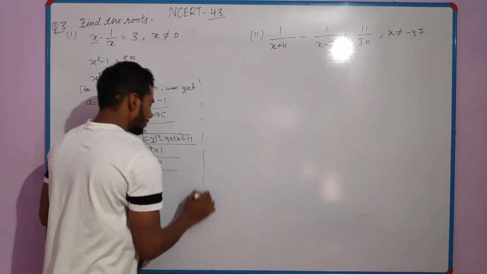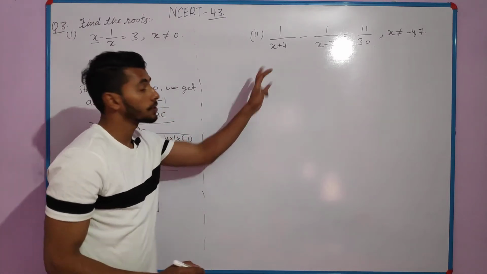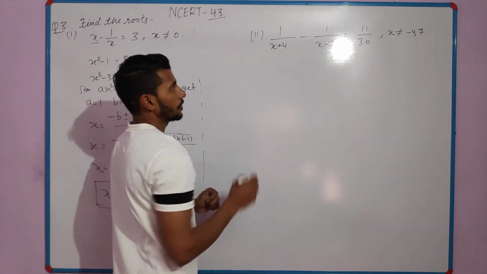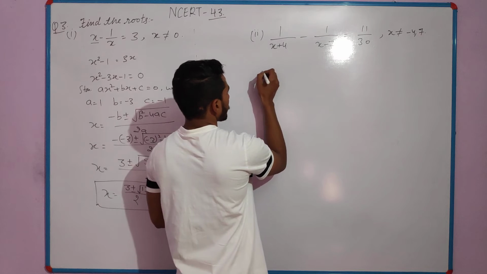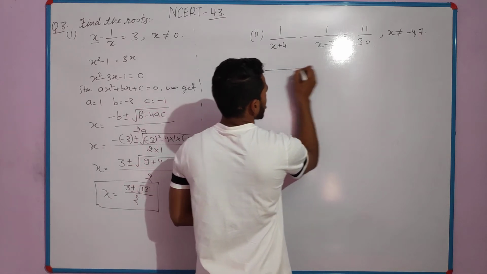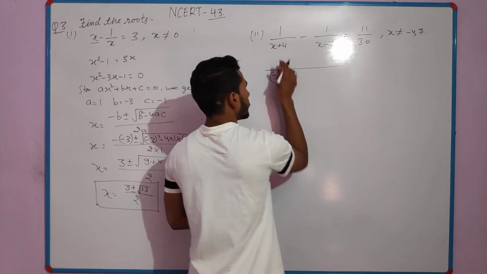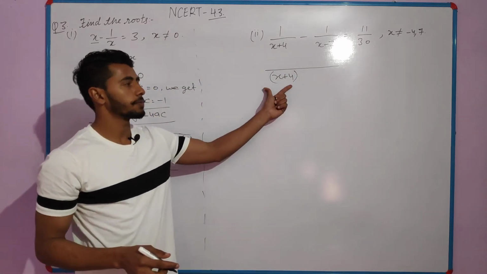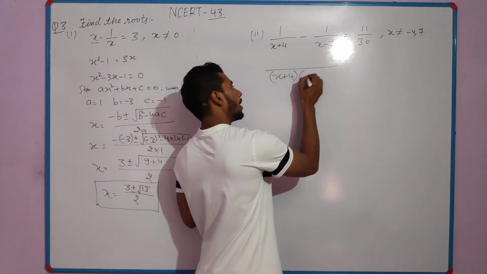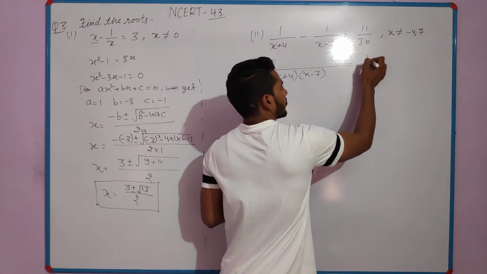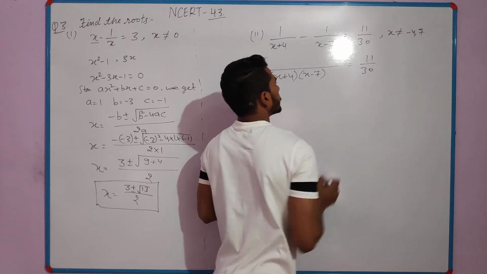Now here is another question. This question is very important, so let's do it. First of all, to solve this question we have to take LCM. Okay, and LCM will be x plus 4 into x minus 7. Okay, this is equal to 11 upon 30.